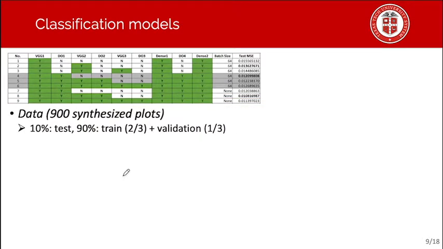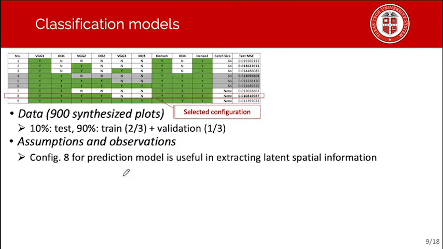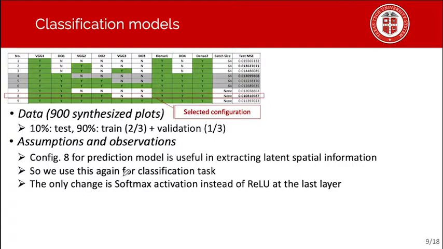For classification models, we use 900 synthesized plots only because they have the label first to train the models. The data split for test, train, and validations are similar to the previous one. Also, we made one assumption: we selected configuration number 8 as in the prediction model, because we assume that this configuration is useful in extracting latent spatial information from the data. So we use this again for classification tasks, and the only change that we made is to use the softmax activation instead of ReLU at the last layer.